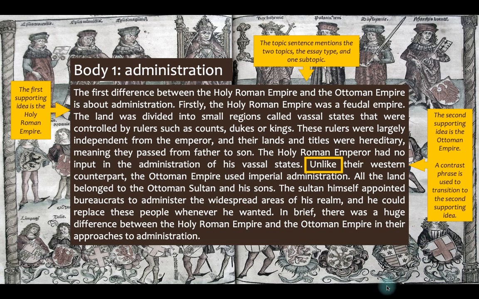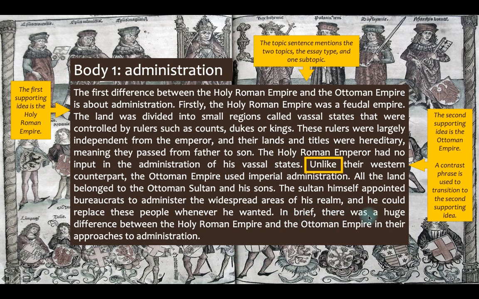Unlike their Western counterpart, the Ottoman Empire used imperial administration. All the land belonged to the Ottoman Sultan and his sons. The Sultan himself appointed bureaucrats to administer the widespread areas of his realm, and he could replace these people whenever he wanted. In brief, there was a huge difference between the Holy Roman Empire and the Ottoman Empire and their approaches to administration.